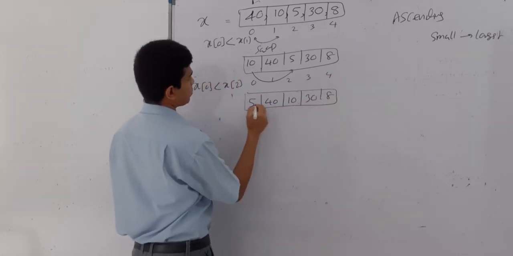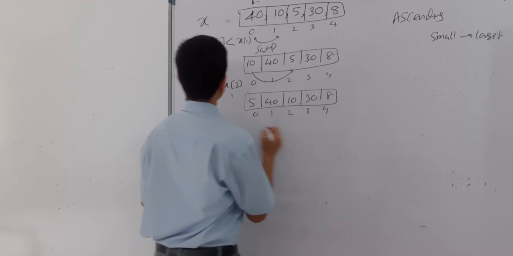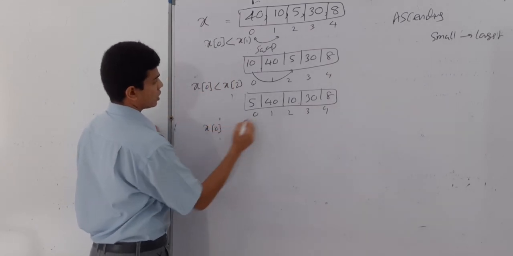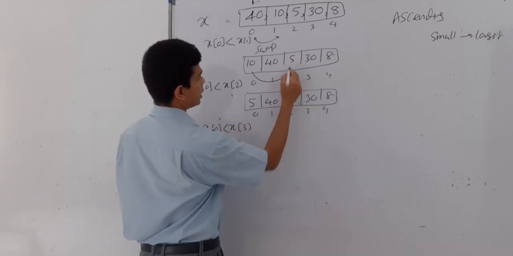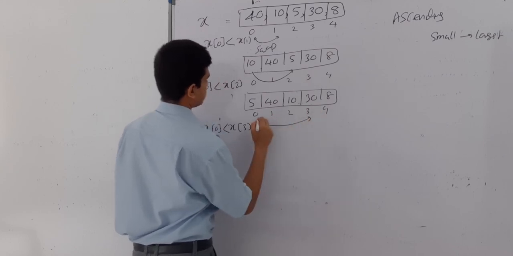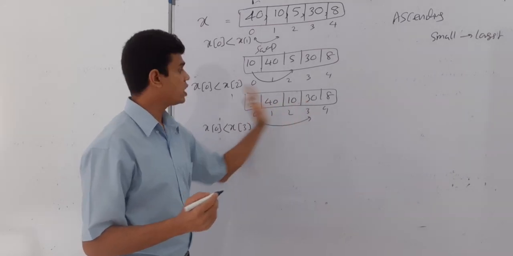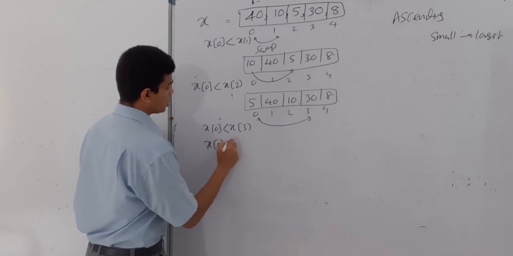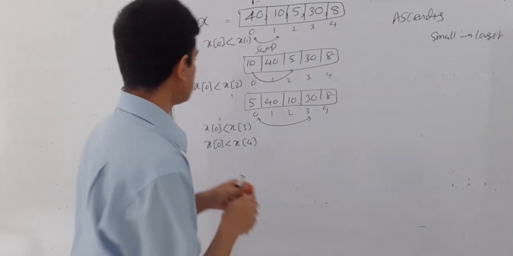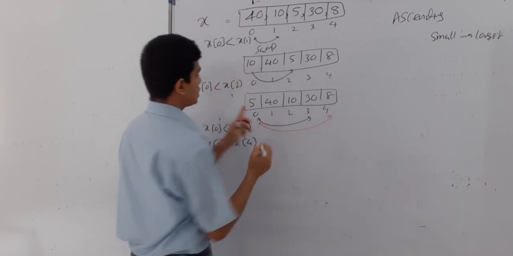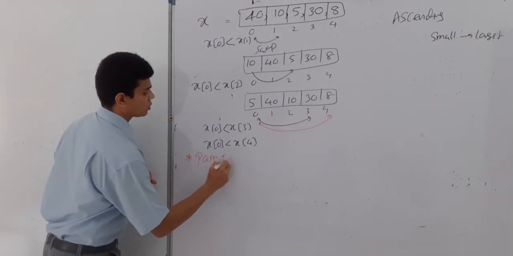Fine. Then the 0th position has been changed compared to the others. Then we compare this 0th position again with the other number, x3. Is it smaller? No, it is larger, so I don't want to swap it. I'll just keep it like that. Then I compare the next item, x4. Still it is smaller, so no need to swap it. Then this is the end of pass 1. The first pass is over.